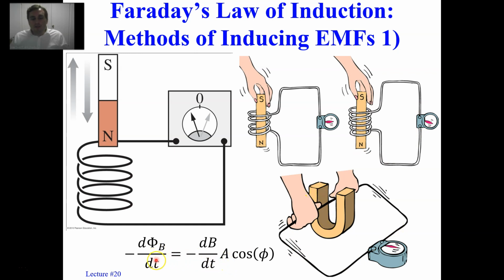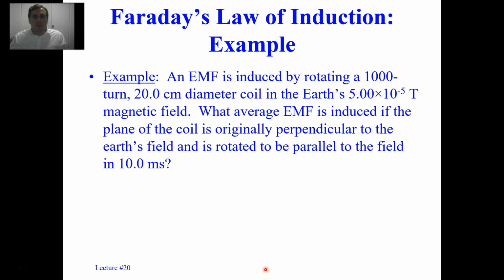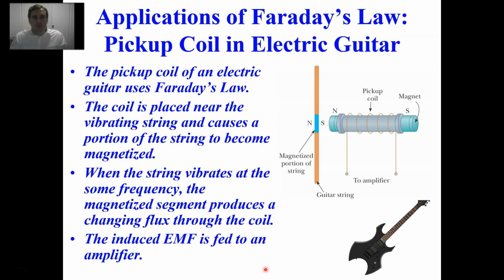We could rewrite Faraday's law for this particular case, where the area and the angle are constant but the magnetic field is changing in time, as minus dB/dt times A cosine phi. I will perform this example in a later video, where we look at Faraday's law of induction.